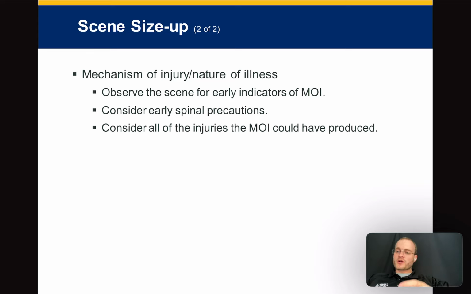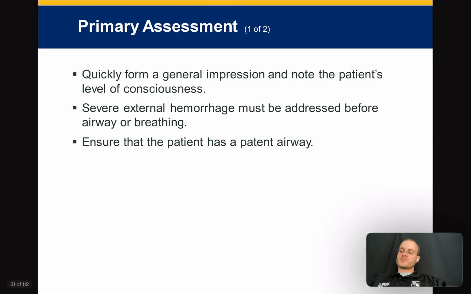Consider early spinal precautions. Consider all the injuries the MOI could have produced. Again, this is where we have to be detectives and use our intuition to put together what could have happened, should have happened, would have happened prior to us getting there. And quickly form a general impression and note the patient's level of consciousness. Again, we use the AVPU score.